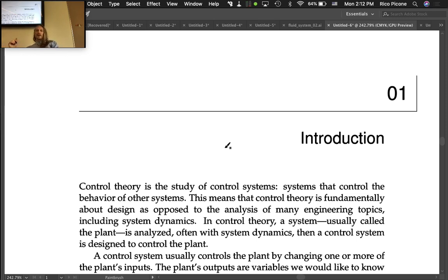This means that control theory is fundamentally about design as opposed to the analysis of many engineering topics, including system dynamics. So system dynamics was about analysis, right? You're learning how to mathematically model these different systems and predict what will happen. So we're analyzing them and maybe characterizing their different characteristics. So system dynamics is very much an analytic tool.